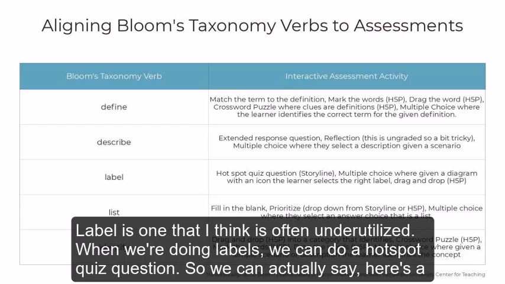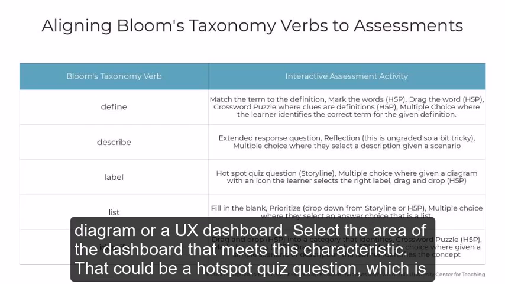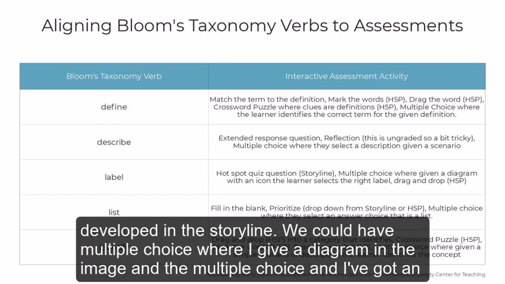Label is one that I think is often underutilized. When we're doing labels, we can do a hotspot quiz question. So we can actually say, here's a diagram or a UX dashboard. Select the area of the dashboard that meets this characteristic. That could be a hotspot quiz question, which is developed in the Storyline.